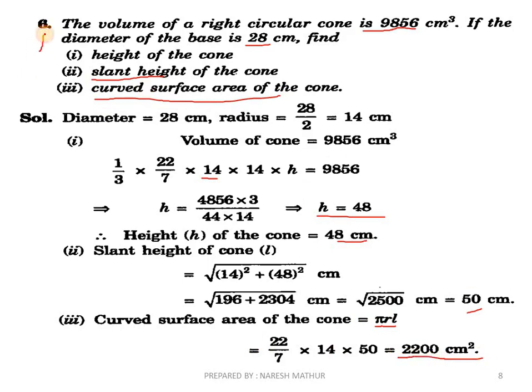So this is a good question, because all the questions are interrelated. If you have the height, then only you can get the slant height, and only then you can get the CSA of the cone. So be careful when you start the sum.